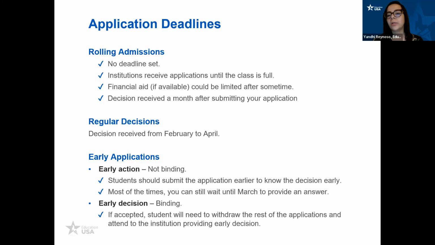So going back to regular decisions, they will tell you specifically the date that you need to submit that, and that happens between February and April. And then we have early applications. We have 2 types of early applications: early action and early decision.